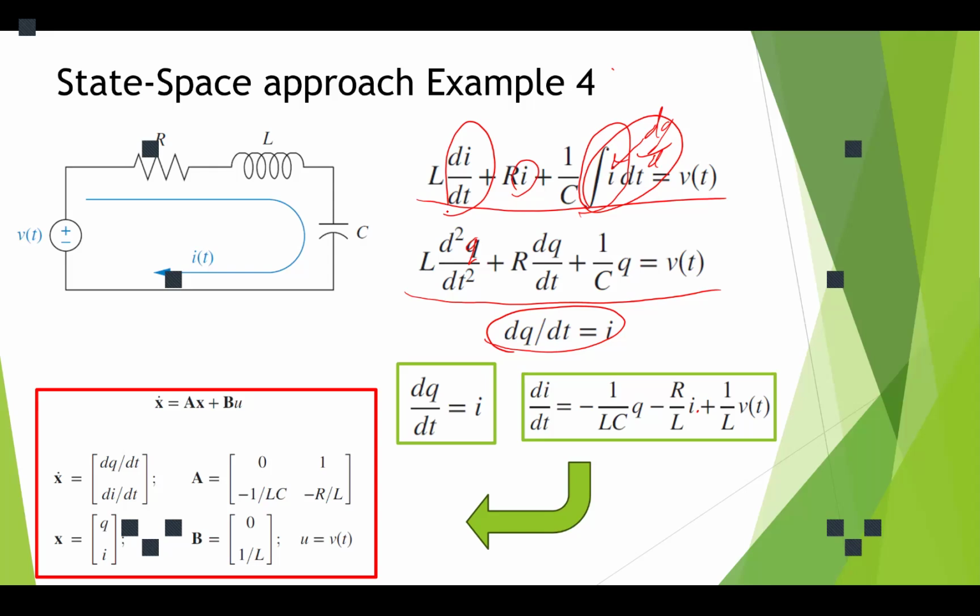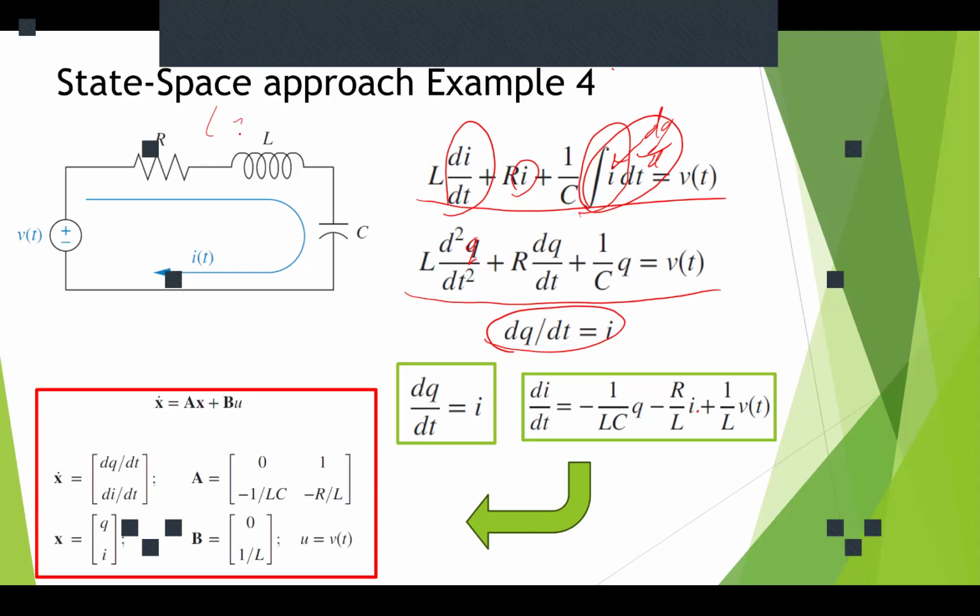So we define the I as dq over dt, which is the same as taking a differential over that KVL. Is that clear? Let's do the differential. If we do the differential here, it's going to be L I double prime plus R I prime plus 1 over C I, correct? Equal to V prime, with the differential over time.